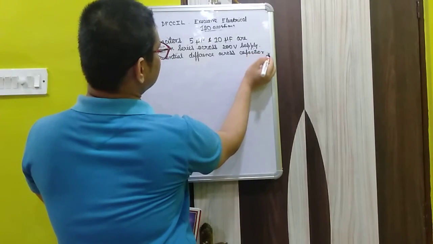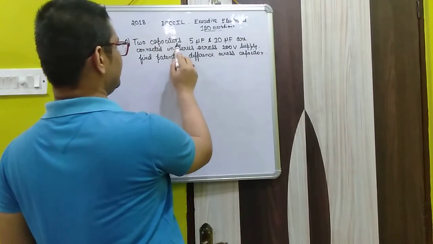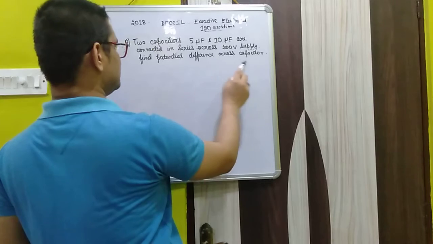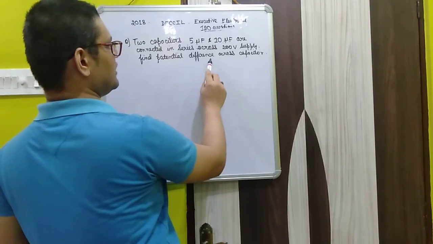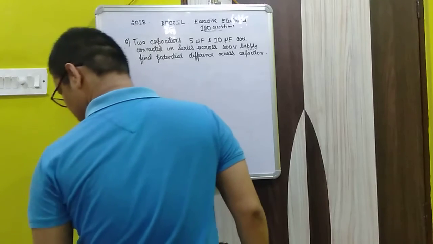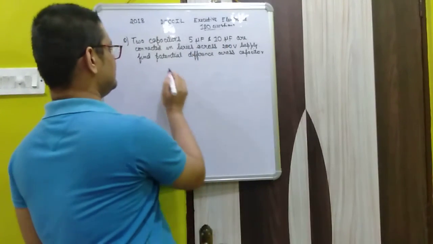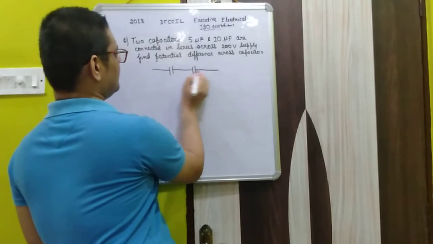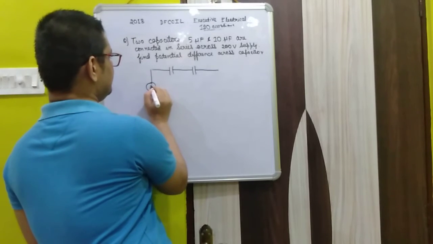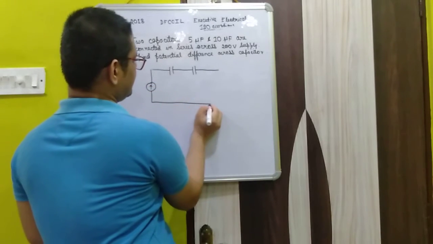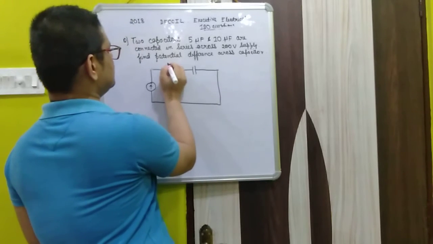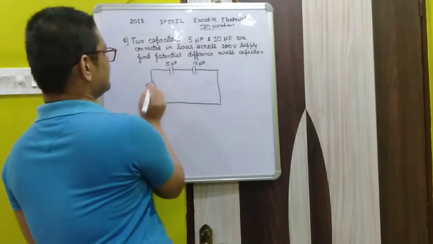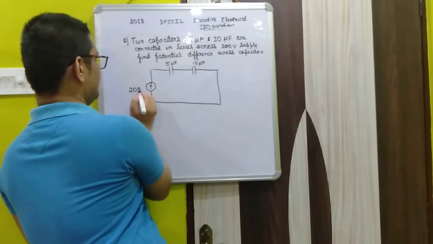So now we have to imagine the circuit, how it will be. Two capacitors, 5 microfarad and 10 microfarad, are connected in series across a 200 volt supply. We have to calculate the potential difference across the capacitor. Here is one circuit: these two are connected in series, this is the voltage source. It is 5 microfarad, it is 10 microfarad, and it is connected across the supply voltage, that is 200 volt.